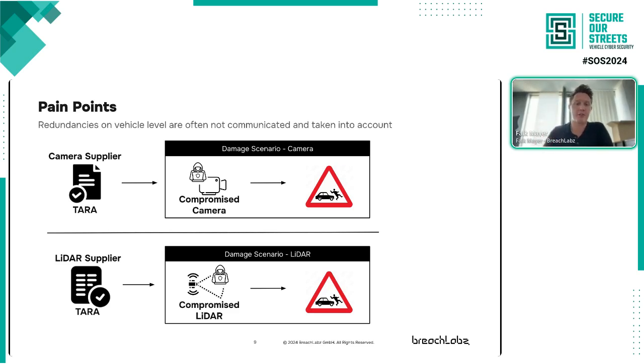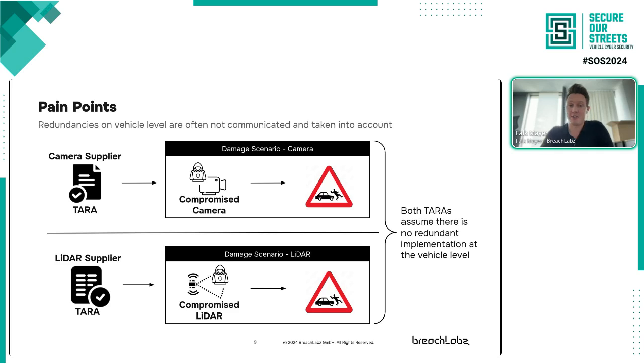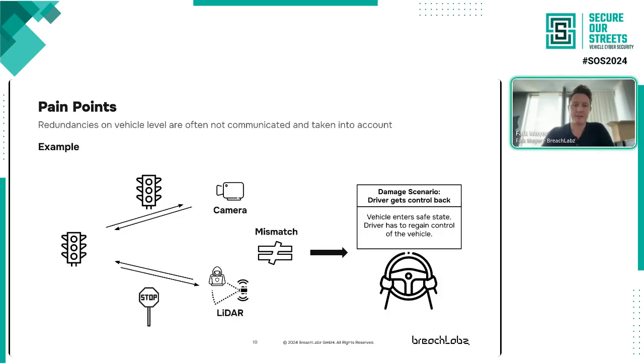They have worked through all of the potential attack paths, and they say, you know what? If this happens, if my system is compromised, I'll hit a pedestrian, which of course has a severe impact on the road user, right? And we end up with very high damage scenarios. The LiDAR supplier, on the other hand, also says, if my LiDAR is compromised, I'm going to hit a pedestrian. Yet, if we take a look from the vehicle perspective, this is often not the case, right?